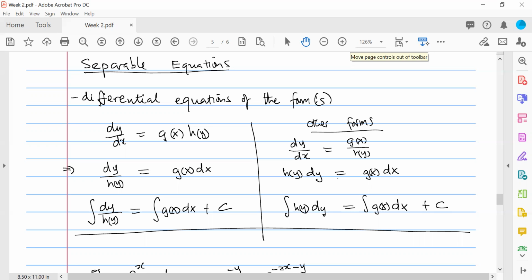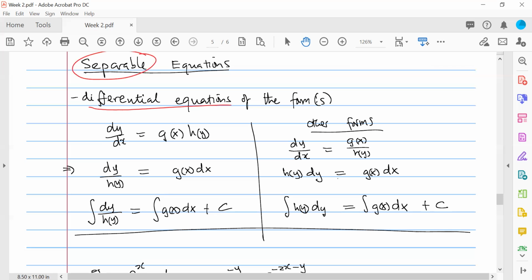You realize and observe that in mathematics, the names that are given to specific concepts are usually self-explanatory. So separable means you need to separate something. Separable equations means you have to separate something. Then we're going to know what we are going to separate. So what are separable equations?